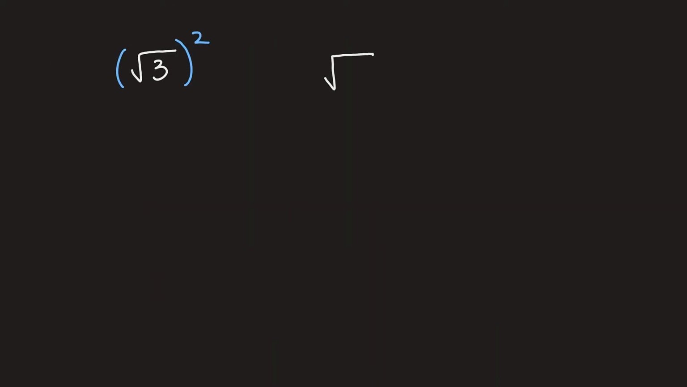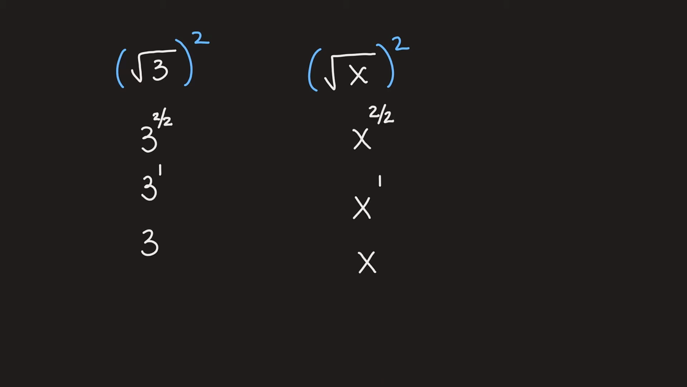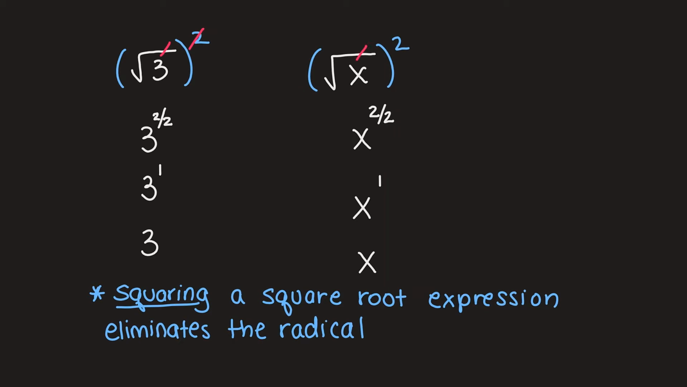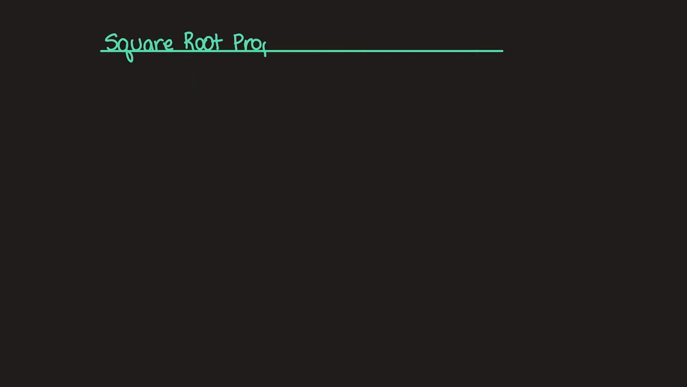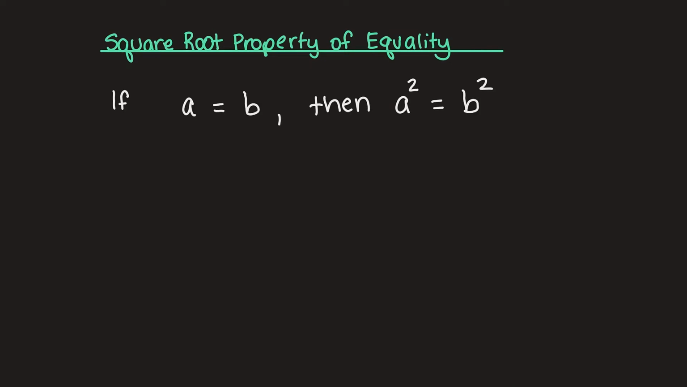If we square a square root expression like the square root of 3 or the square root of x, this will just equal the inside of the square root. Therefore, squaring a square root expression eliminates the radical, and we are just left with the radicand. So to solve square root equations, we rely on a property known as the squaring property of equality. So if a is equal to b, then a squared is the same as b squared.